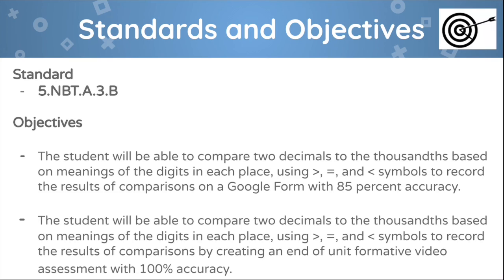as well as the students will be able to compare two decimals to the thousandths place based on meanings of the digits in each place using greater than, less than, or equal to symbols to record the results of comparisons by creating an end-of-unit formative video assessment with 100% accuracy.